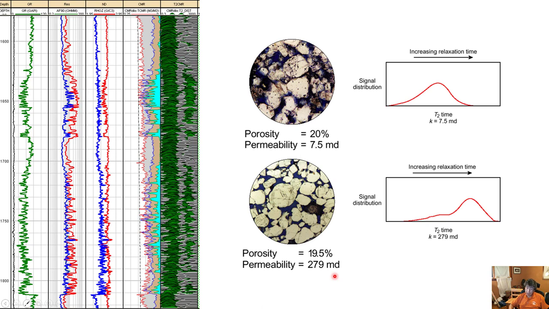And the answer is because in the lower rock here, we have relatively larger pore sizes than in the upper rock. And when you look at the corresponding NMR transverse relaxation curves, the two distributions, if you compare, the area under the curve for both of them is approximately the same because the porosities are approximately the same, but the dominant peak for the lower rock takes place at longer times.